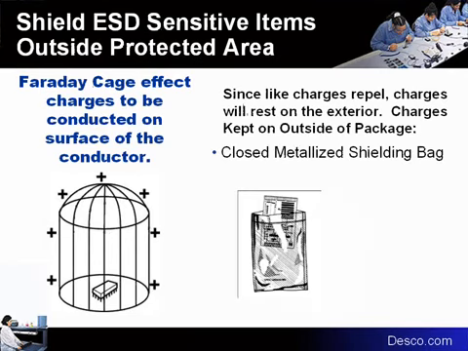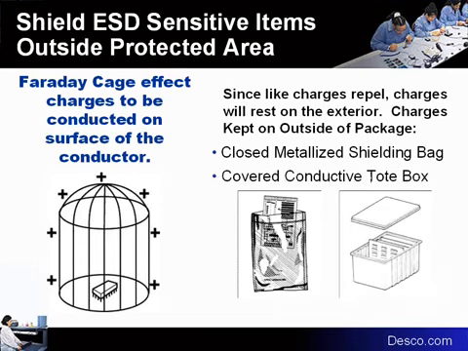When we need to move product from an ESD protected area, we will always use shielding, which generates the Faraday cage effect. The two most commonly used for moving products to and from an ESD protected area would be a metallized shielding bag, not the ESD pink bags or low-charging poly bags, but it must have the metal shielding feature, or covered ESD totes, either conductive or dissipative totes in a box with a lid.